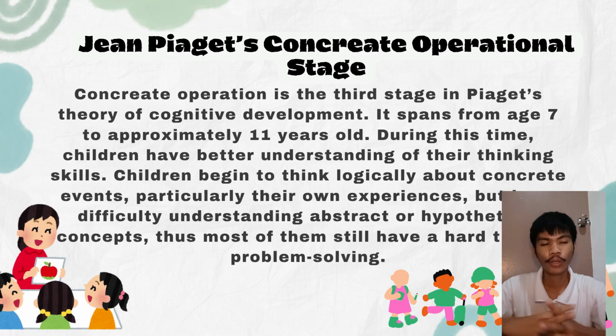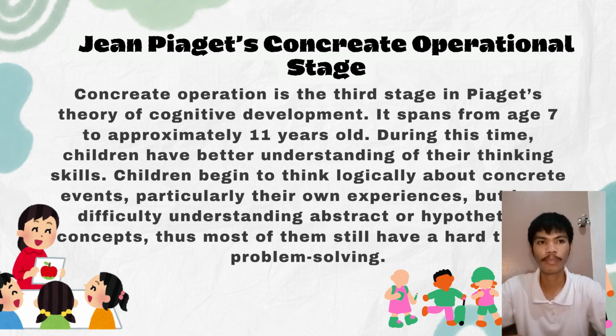Jean Piaget, concrete operational stage. Concrete operational is the third stage in Piaget's theory of cognitive development. It spans from age 7 to approximately 11 years old. During this age, children have better understanding of their thinking skills. Children begin to think logically about concrete events, particularly their experiences, but have difficulty understanding abstract or hypothetical concepts. Most of them still have a hard time with problem solving.